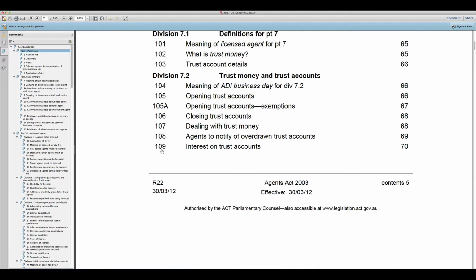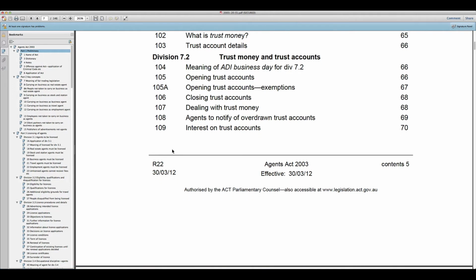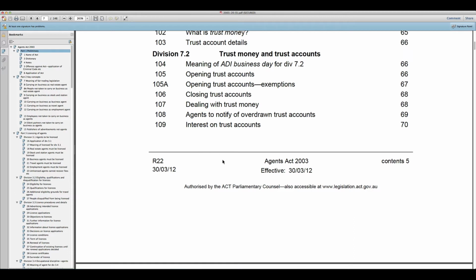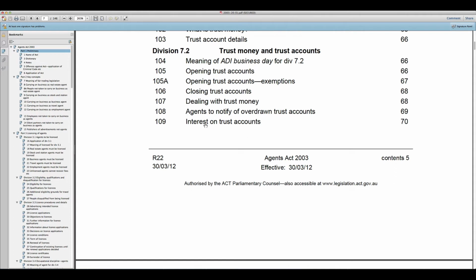Section 109 talks about the interest on trust accounts, because in this situation the interest does not go to either the client or the agency. It goes to the government for the administration of trust monies and also for the Consumer Compensation Fund, which we'll see a little bit later on in the Act. Again, just for your interest, when you click on interest on trust accounts, it will take you to the actual section to read in detail what those requirements are.